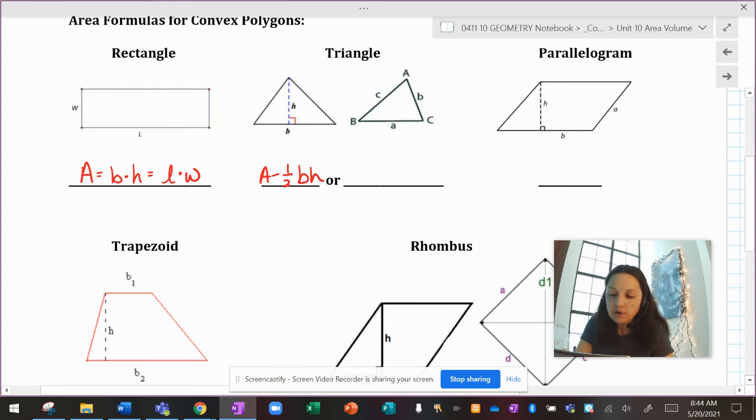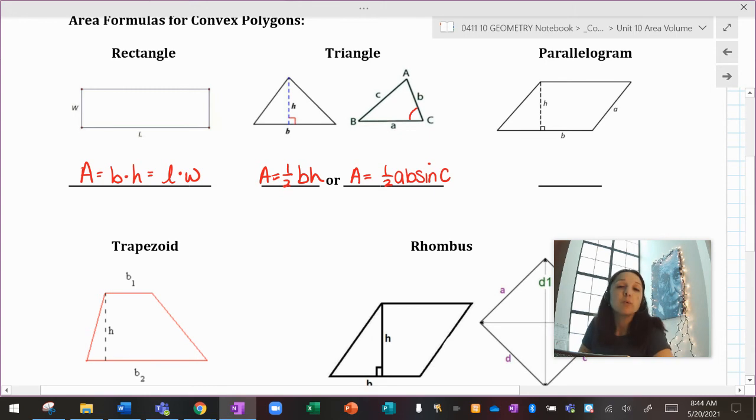Or, wait a second, what do you mean, or, Mrs. Weber? We learned a new area formula this year. What if you have a triangle and nobody told you the height? But they said, you know what? We're going to tell you how big an angle is. One of the new area of a triangle formulas is that area equals 1/2 AB sine C, which means you can find area by doing 1/2 the product of two sides and the sine of the included angle. 1/2 AB sine C. All right, let's go.